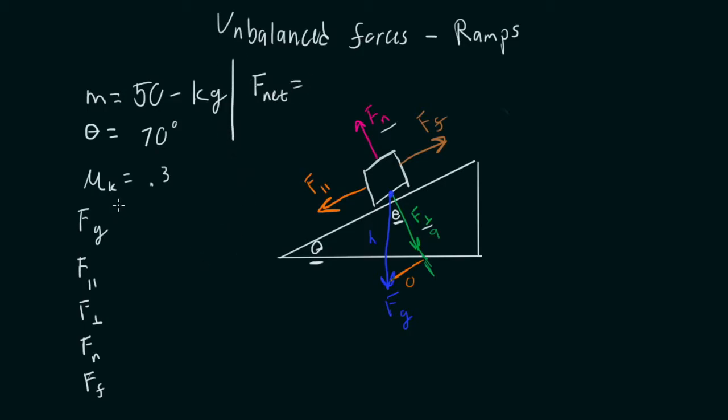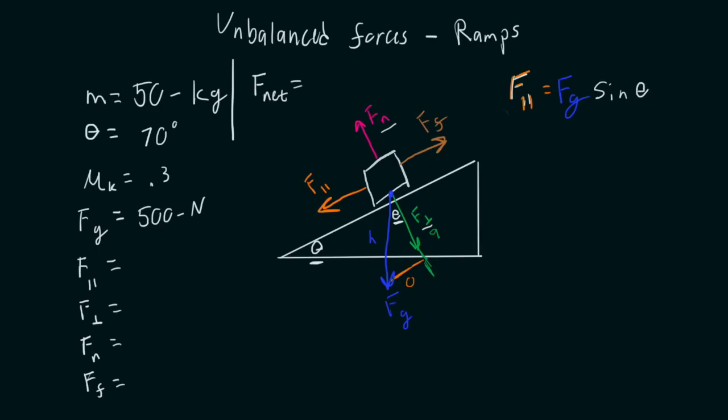So force of gravity, that should be my 50 kilograms times about 10, so we'll go 500. 500 newtons thanks to gravity. What's going to be my force parallel? Well, we've established that the parallel would be the opposite side from this angle, and this angle is still going to be 70 degrees. So my force parallel is going to be equal to the force of gravity times the sine, because sine is opposite over hypotenuse, the sine of theta.